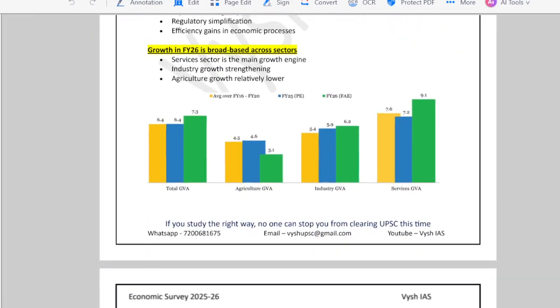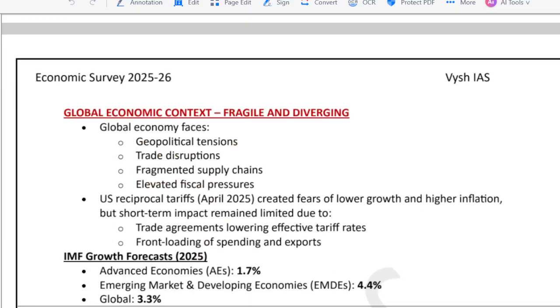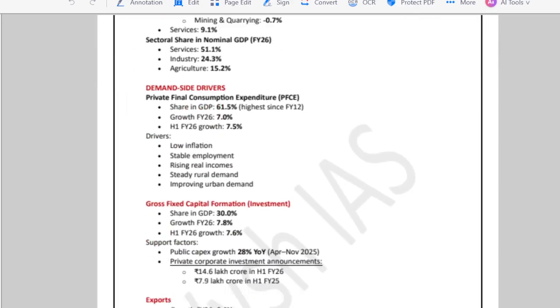You have to write based on the economic survey, only then will you get the extra marks which others don't get. The first chapter is more theoretical, which is why you can see this much text, but in other chapters, more numbers will be there.